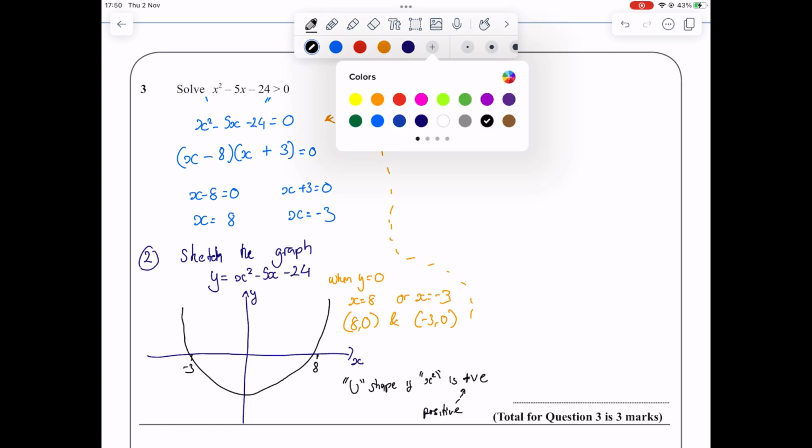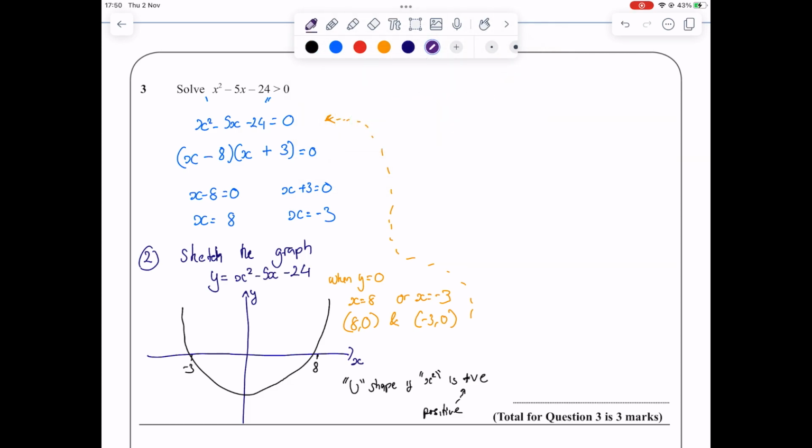Now we're going into the final step, step 3. We now need to figure out the quadratic inequality. How do we do that? I'm first going to write it out again: x squared minus 5x minus 24 is greater than 0. If the inequality is greater than 0, it means we are looking above the x-axis.